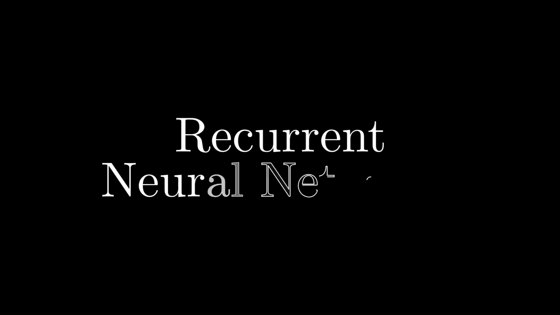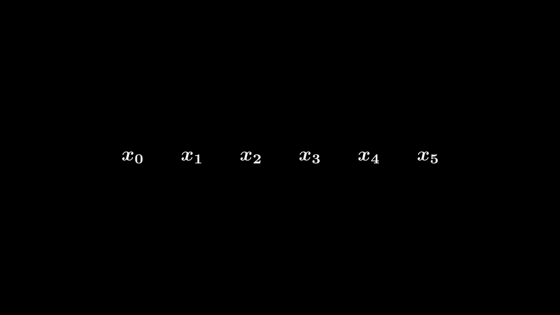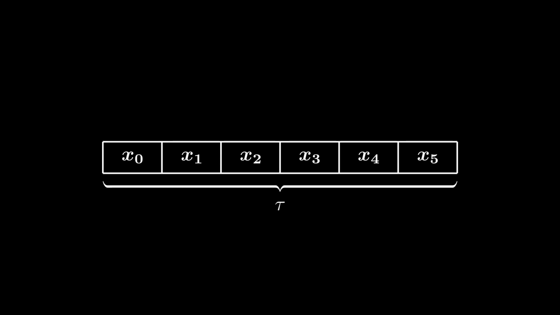This video is about recurrent neural networks. A recurrent neural network, or RNN for short, is a type of artificial neural network that is well suited for processing sequential data. Assume you have some input x that spans over several time steps tau.